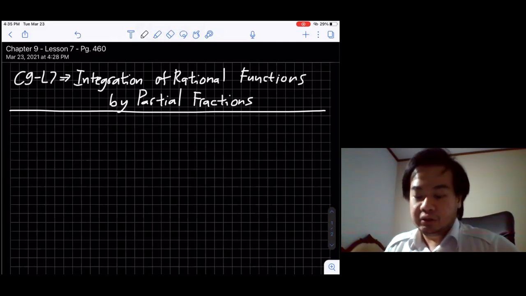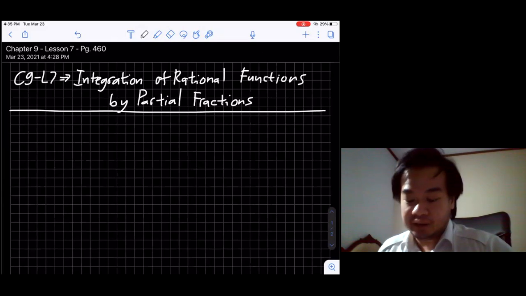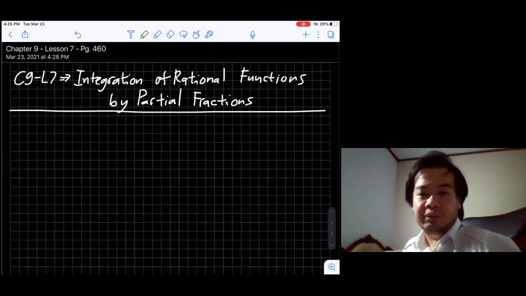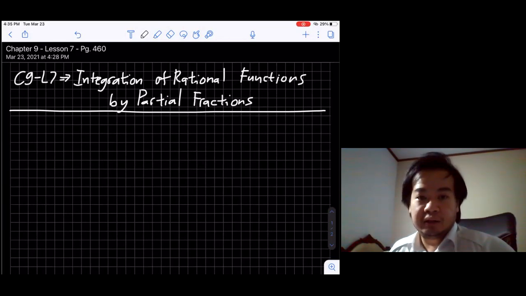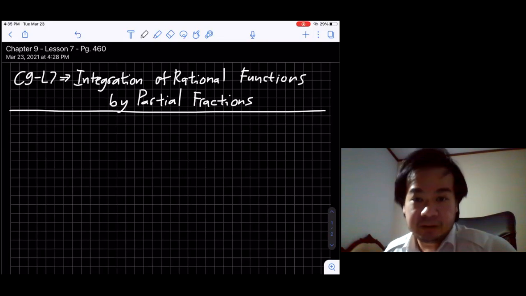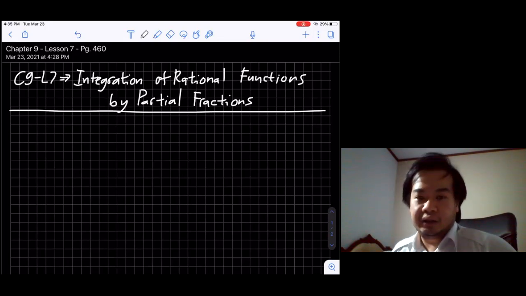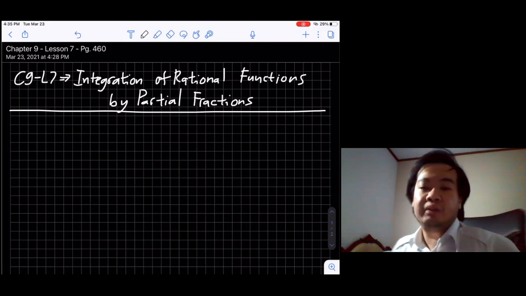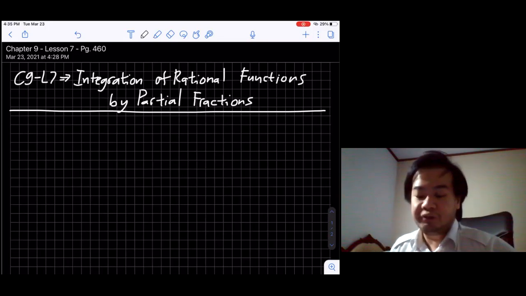So this is the fifth method. After the first one is algebraic substitution method, and then I taught you about the integration by parts, and then the third method is integrating special powers of trigonometric functions. The fourth method is integrating by trigonometric substitution. So this is the fifth method, integration of rational functions by partial fractions.